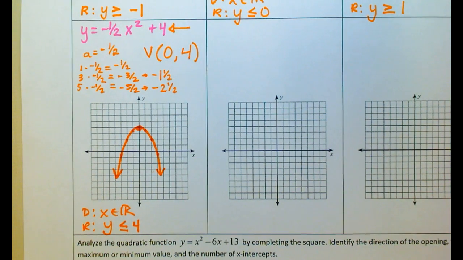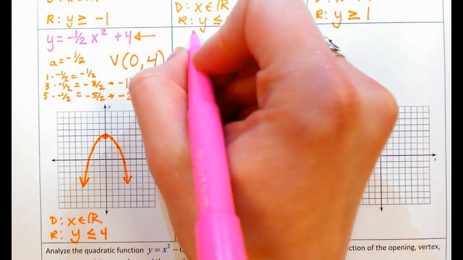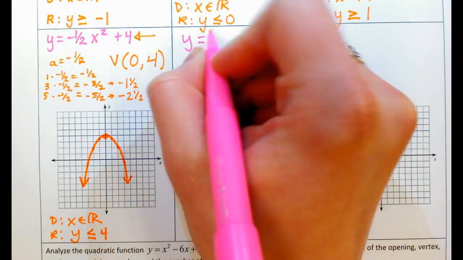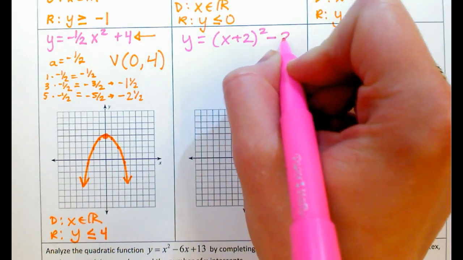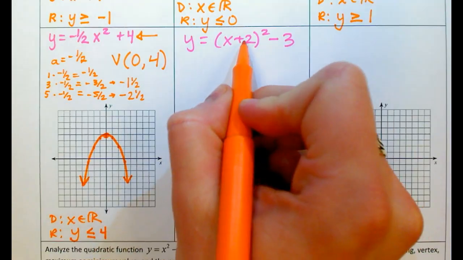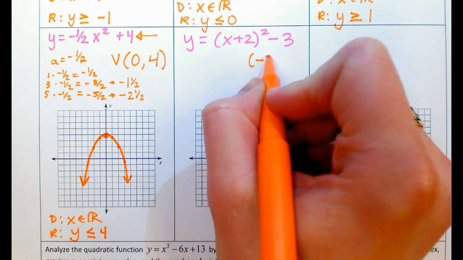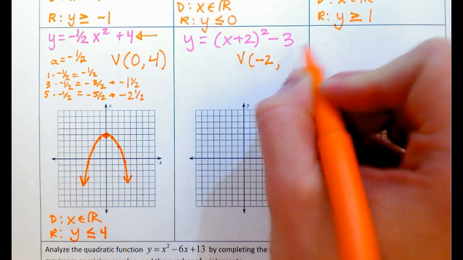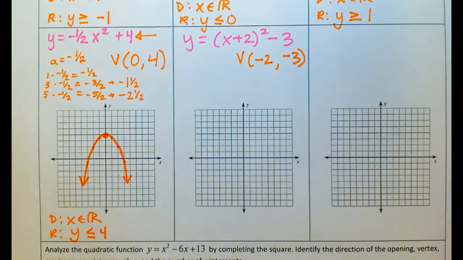All right, hopefully this is getting a little bit easier. Okay, our next problem is y equals (x plus 2) squared minus 3. First I'm going to find the vertex. So for the vertex of this problem, this plus 2 means I'm going to go to the left 2. So I have -2, and this minus 3 on the outside would be down 3.